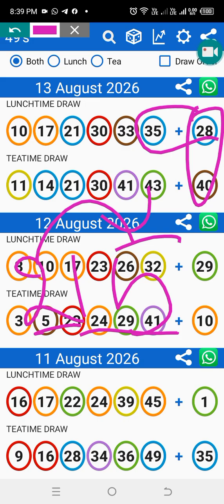Now 9 and 19 are numbers which are options.